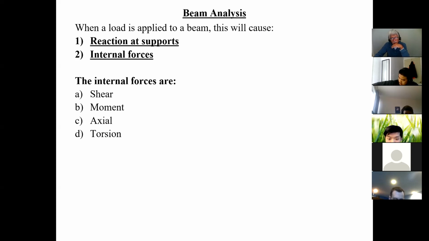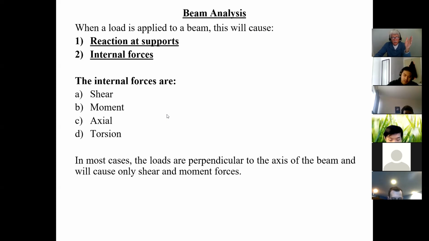Very rarely do we talk about axial forces. And the reason why we don't talk about these two, particularly when it comes to beams, we only talk about shear and moment, is because in most cases, the loads are perpendicular to the axis and will only cause shear and moment forces. So this means that when I have a beam here, I'm drawing a cross section of a beam, okay? When I have a beam here, you're assuming that here's my load.